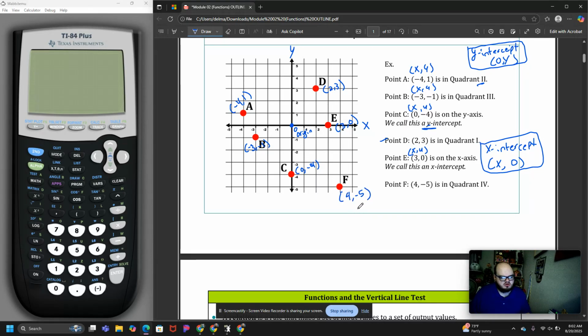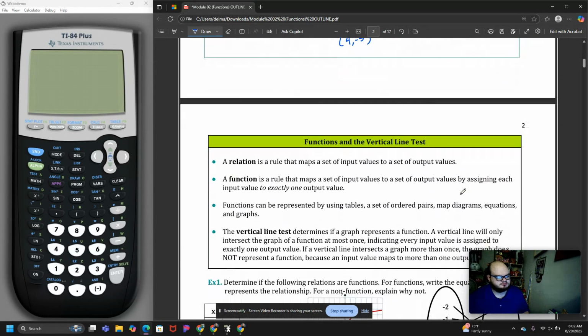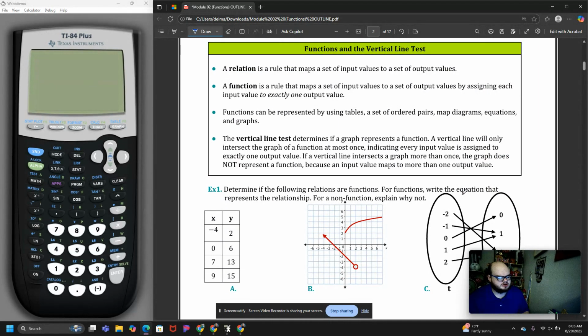So that's just a general review of the coordinate plane. Okay? So, functions and the vertical line test. A relation is a rule that maps a set of input values to a set of output values. That just means for some value I've put in, I got something else out. So it's kind of a matching.